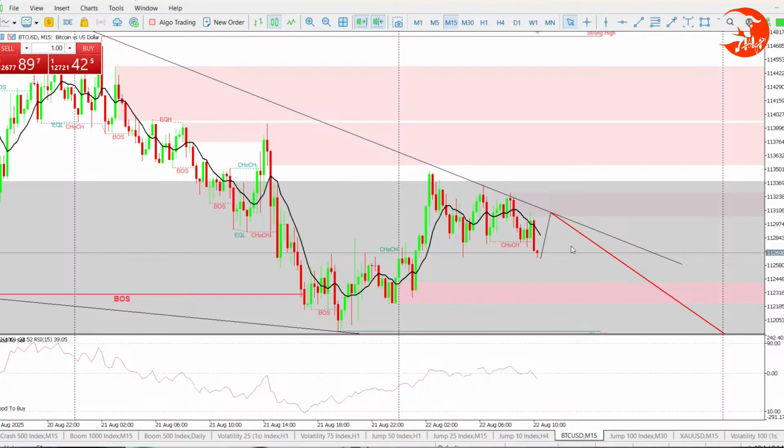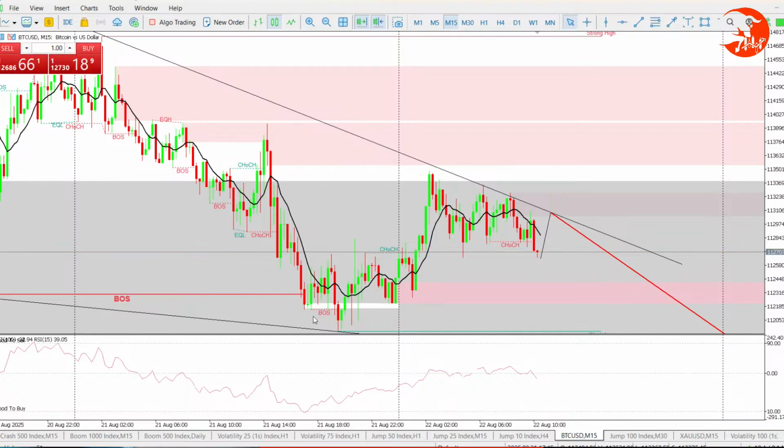Now this point here hasn't closed yet. Remember, this is M15. This M15 gave us a change of character here, as you can see. In fact, one may say that we even had a head and shoulders kind of structure right here.